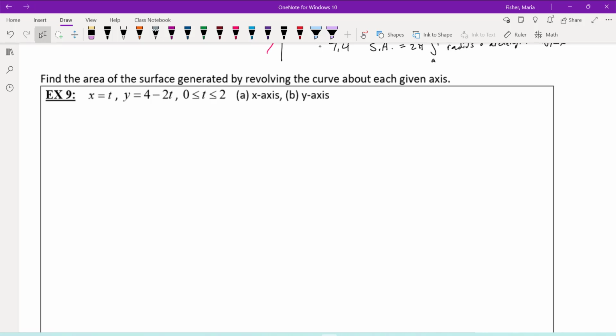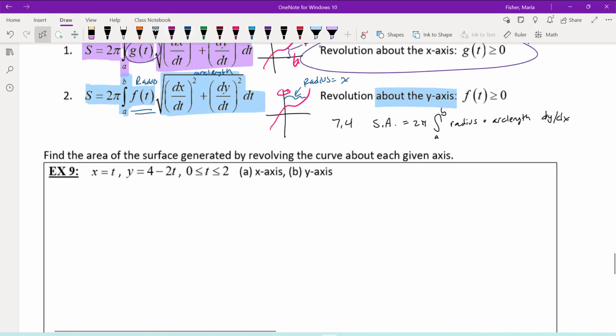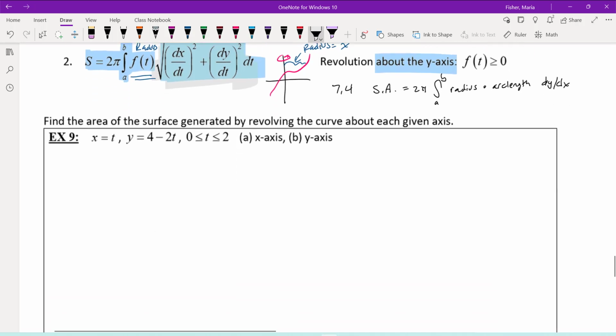Let's look at the last example where we're finding the area of the surface generated by revolving the curve about each given axis. Let's remember that we're doing this times the arc length. So it's always times that arc length. Since it's times the arc length, we're going to need to figure out what is x prime, what is x prime squared, what is y prime, and what is y prime squared. We will go ahead and start with that.